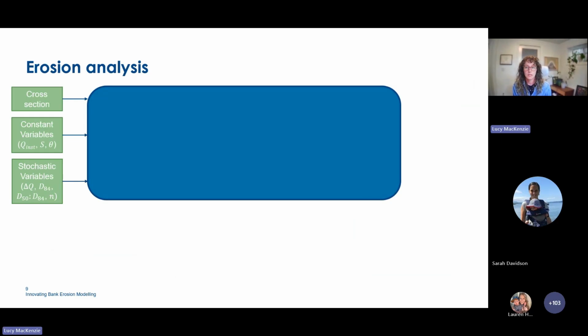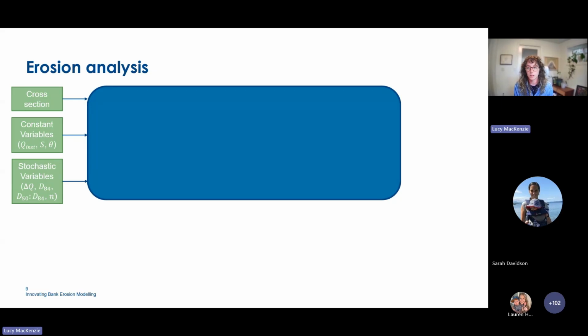The erosion analysis takes in the cross-sections that were created in the spatial analysis, as well as a number of variables. Without going into too much detail, as you can see, there are a number of constant variables, but there are also a number of stochastic variables.